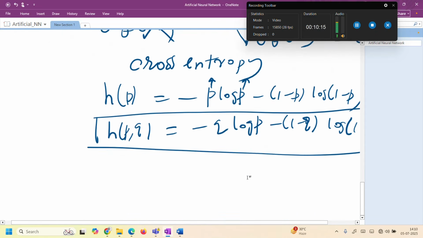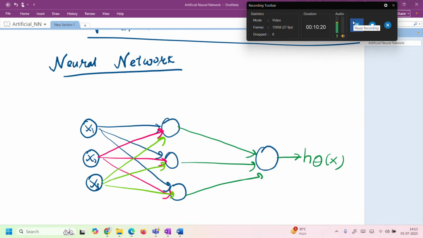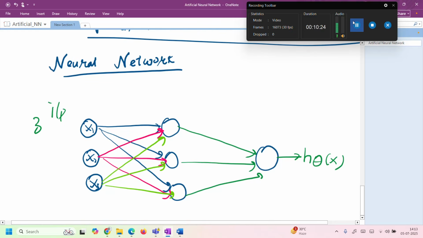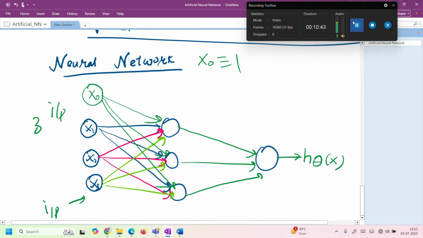So let's now do some toy examples in a neural network to understand it. Let's draw a very simple neural network. Suppose we have three inputs, x1, x2, x3, and we will add the bias point, if you remember, x0, which we always put equal to 1. That is also fed as an input to each of them. Now this first layer is called the input layer, and this is called the output layer.